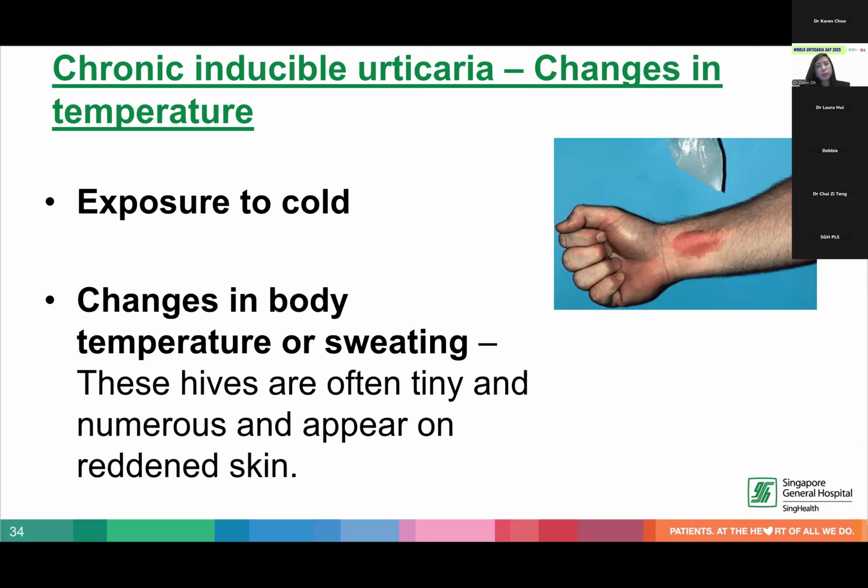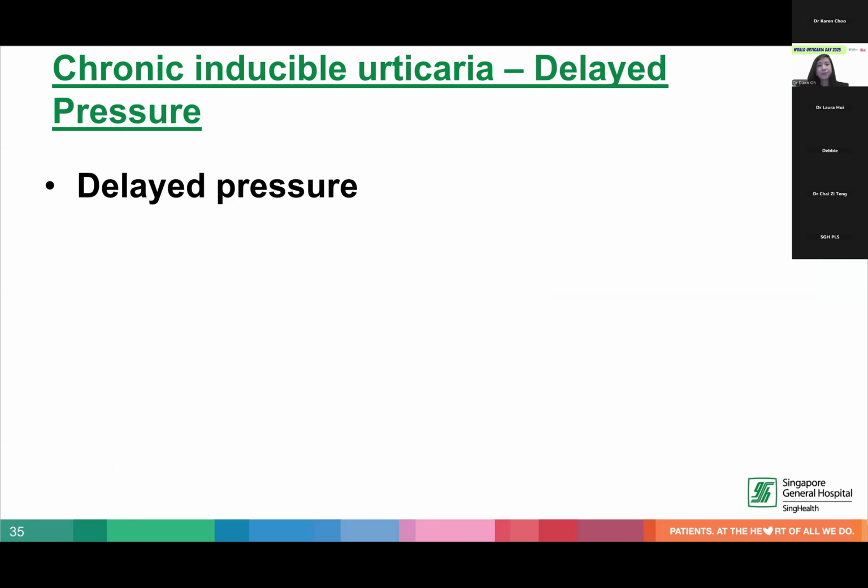Other rarer forms of chronic inducible urticaria include cold urticaria. It's a chronic skin condition that occurs after sudden exposure to anything cold. Itchy red skin rashes typically occur within minutes upon exposure to cold, and the reaction tends to be worse after the skin warms up when it's removed from the cold, or with changes in body temperature or sweating. These hives typically look like small, tiny bumps, and they may appear on the trunk and the back.